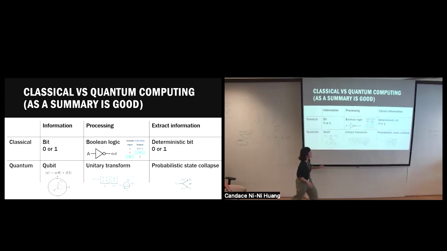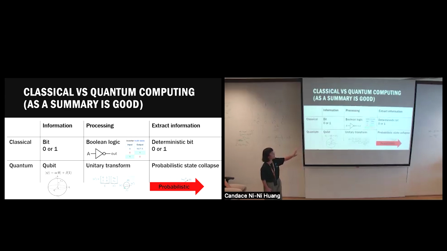However, one difference is that when we measure, based on the probabilities, alpha 0 squared will go to 0, and alpha 1 squared will go to 1. For example, say we measure 1,000 times, and the probabilities are 0.3 and 0.7. Then 30% of the time you will measure 0 and 70% of the time you will measure 1. So the processing is deterministic, but extracting the information is probabilistic.